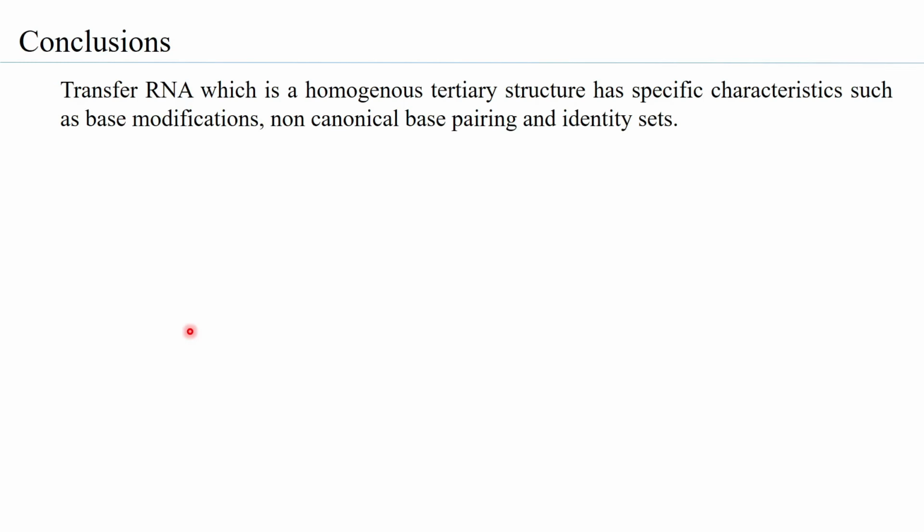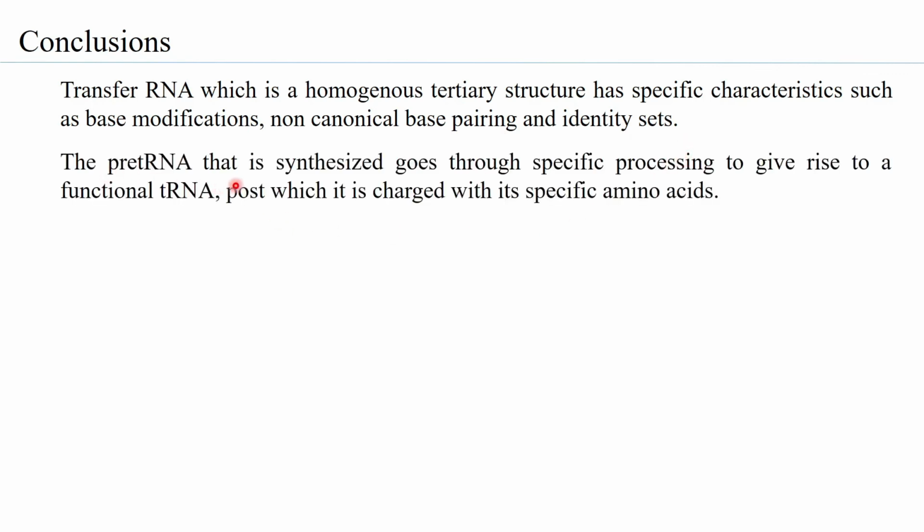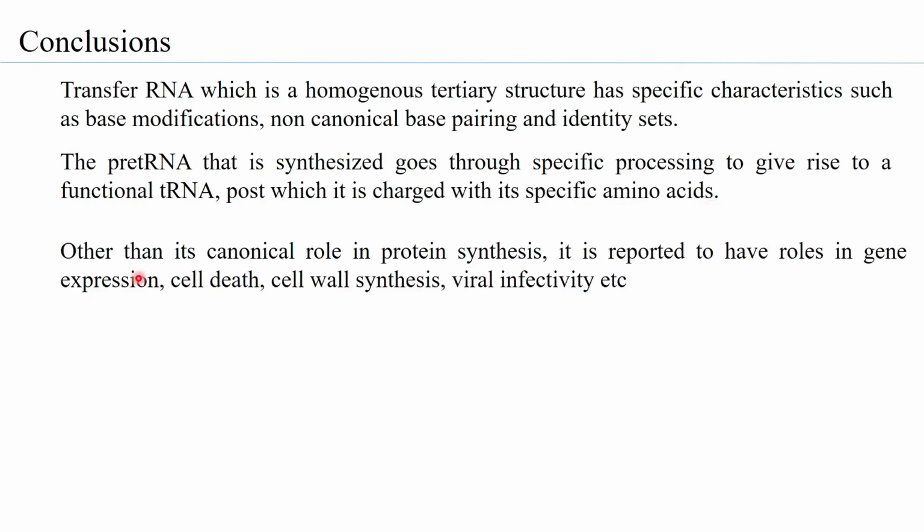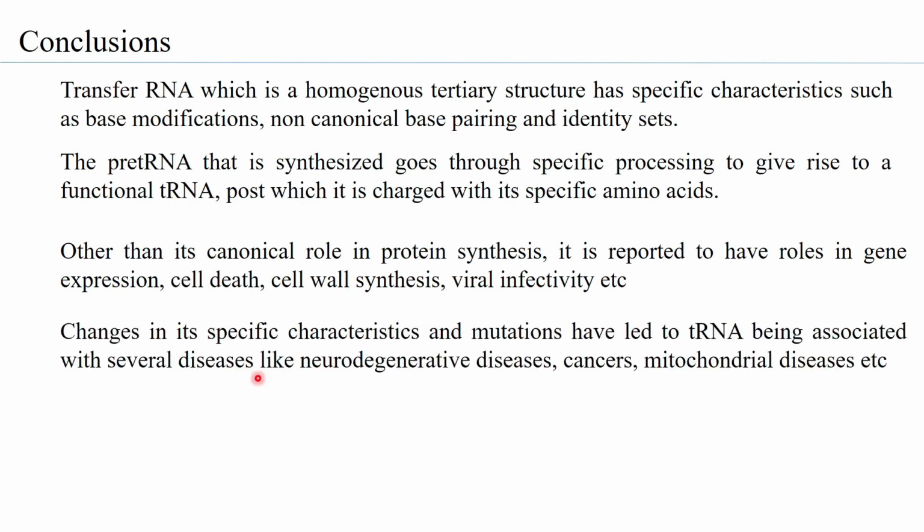So let us make the conclusions. Transfer RNA, which has a homogeneous tertiary structure, has specific characteristics such as base modifications, non-canonical base pairing, and identity sets. The pre-tRNA that is synthesized goes through specific processing to give rise to a functional tRNA, which we can also call mature tRNA, post which it is charged with its specific amino acids. Other than its canonical role in protein synthesis, it is reported to have roles in gene expression, cell death, cell wall synthesis, viral infectivity, etc.